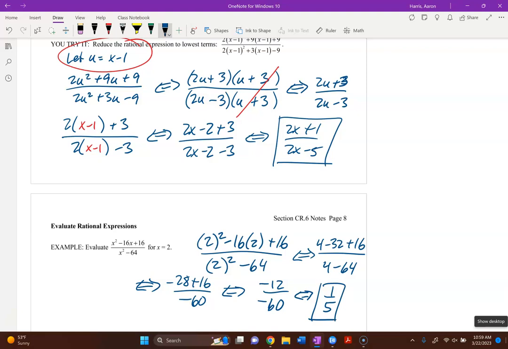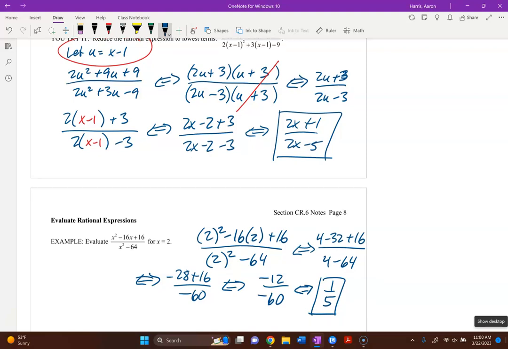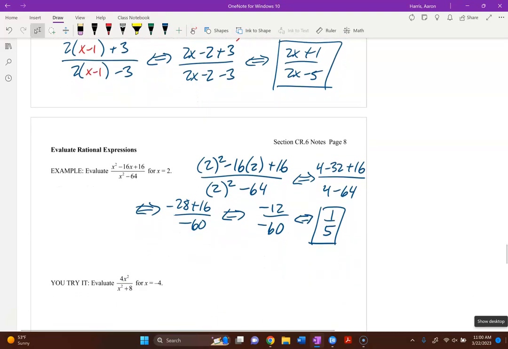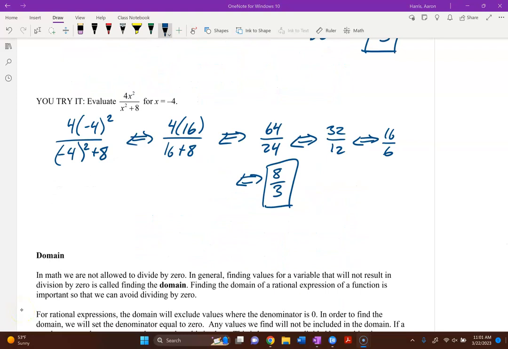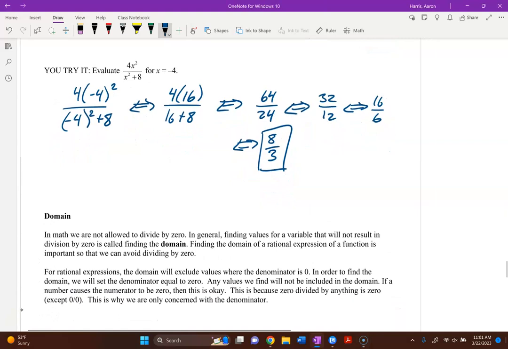And the issue is plugging that in. Okay, go ahead and try that for this one. Check yourself on that, and then let's get into a little bit of domain for rational expressions.